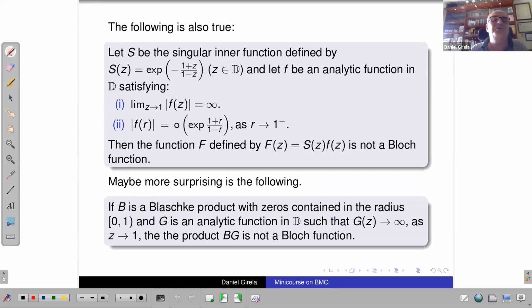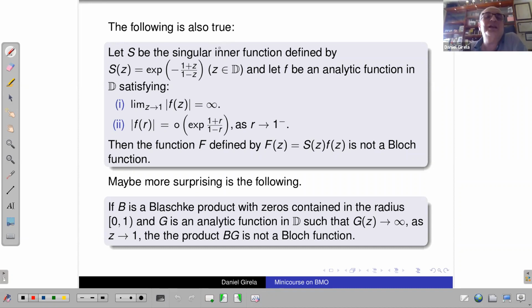Actually, I guess a couple of years ago or so, I think it was Joe Zimmer sent me a message asking if we can do something similar. He was interested in something, and he needed to estimate the product of a certain BMO function with the singular inner function, the one point mass singular function. And he asked me if I knew what can be done.